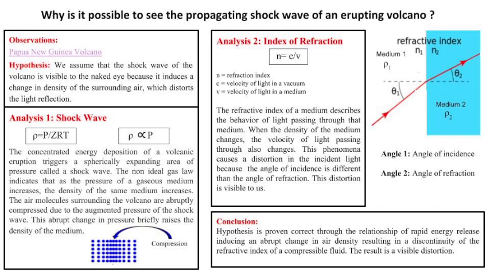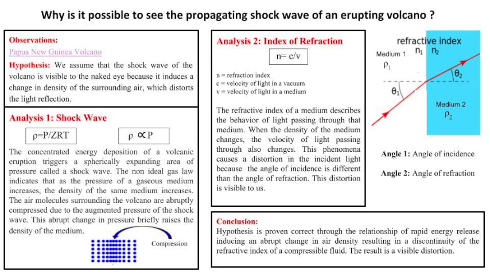To calculate the refraction index, we use the formula n equals c over v, where n equals the refraction index, c is our velocity of light in a vacuum, and v is the velocity of light in a medium. The factors that affect the refractive index are density, temperature, and pressure.